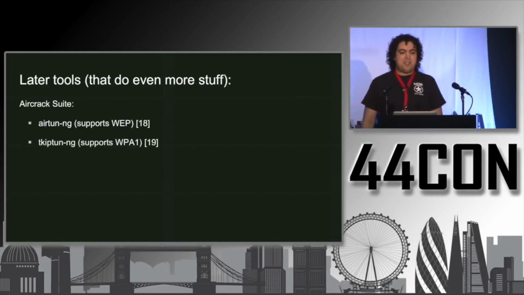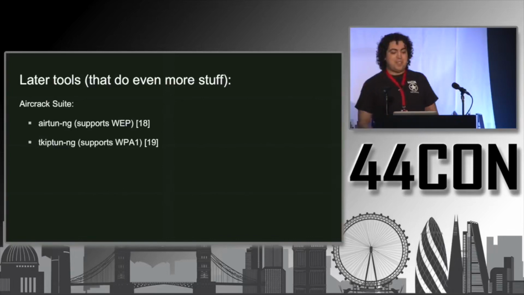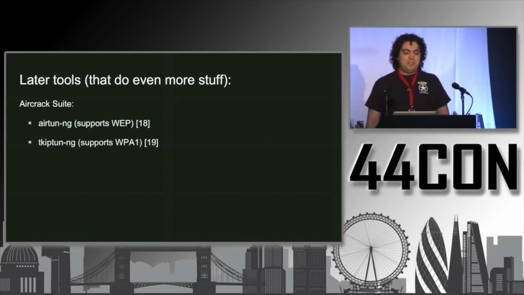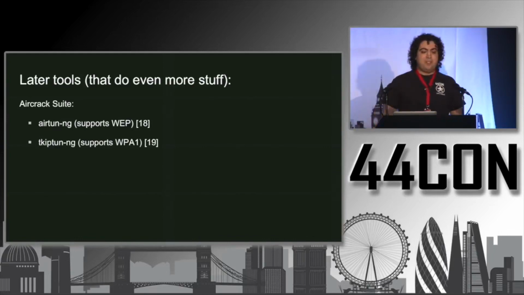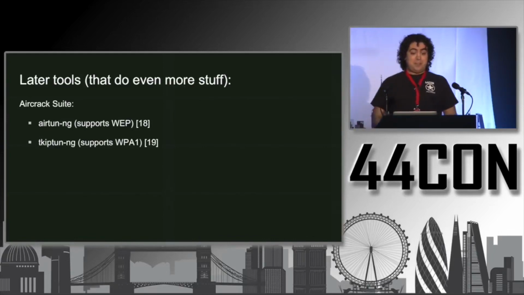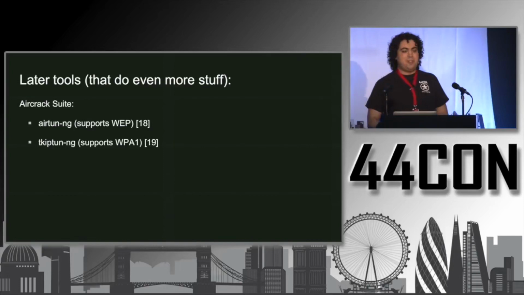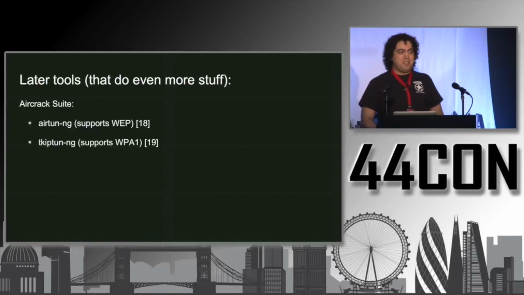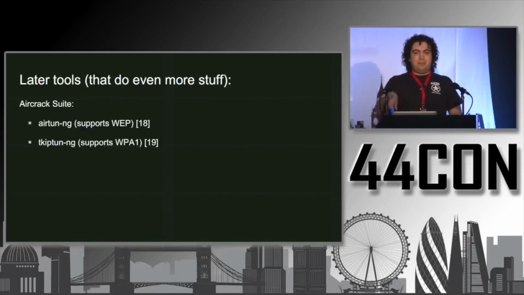There's some later tools that kind of build off of this. Aircrack-ng Suite, for example, has Airtun-ng, which supports WEP. You can do these attacks with WEP. It also has Tkiptun-ng. It's a little slower, but it still works, and you can do this attack with WPA1. The reason for this, by the way, is that WPA1 was kind of developed hastily as a response to the vulnerabilities found in WEP. So it's basically like WEP, but with bandages all over it.